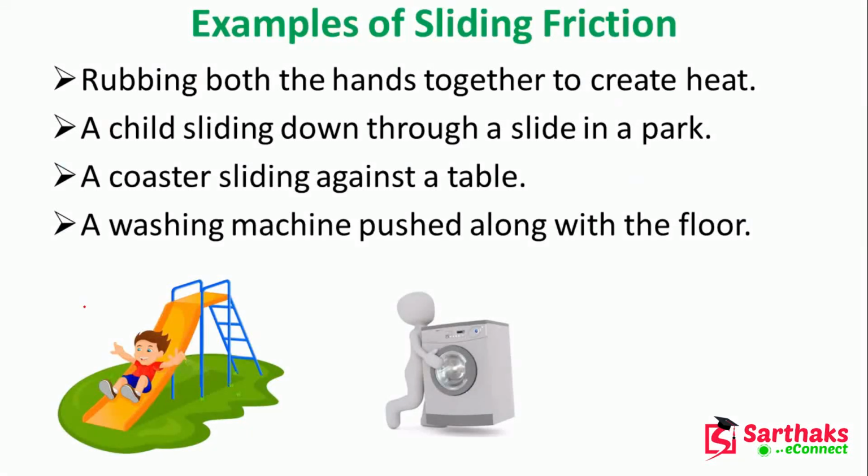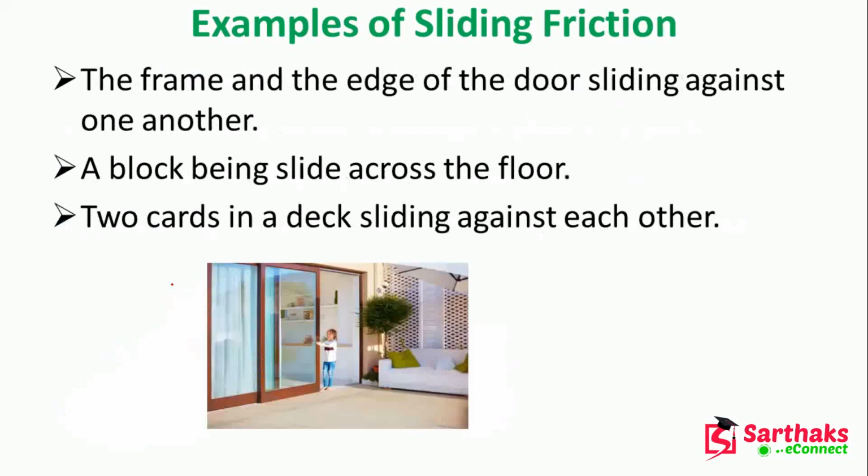Now, examples of the sliding friction. Already I have told you: rubbing both the hands, a child sliding down through a slide in the park. You can see there will be some sliding friction acting. A coaster sliding against a table. A washing machine pushed along with the floor. Those are the examples of the sliding friction.